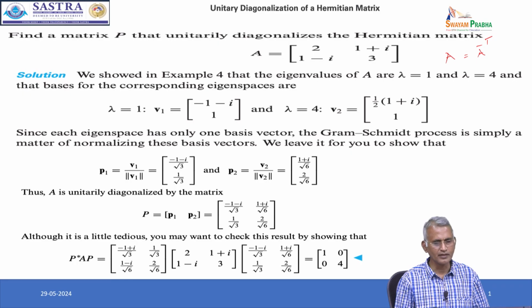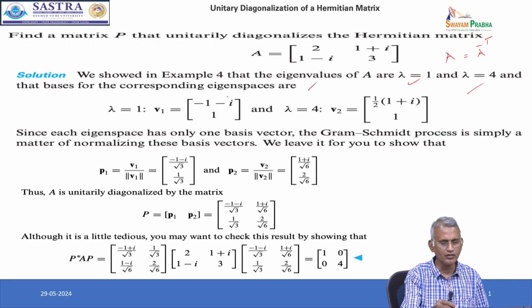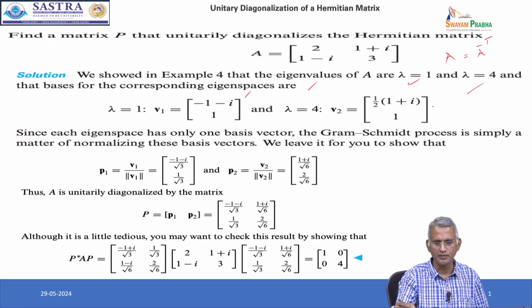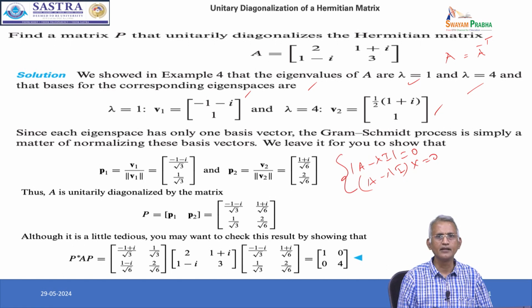So, previously we showed in the example that the eigenvalues of A are lambda equal to 1 and lambda equal to 4, and the bases for the corresponding eigenspaces are: for lambda equal to 1, V1 equal to [minus 1 minus i, 1]; for lambda equal to 4, the corresponding eigenvector is half into [1 plus i, 2 by 1 plus i... 1]. So, this comes because of determinant of A minus lambda I equal to 0 and A minus lambda I into x equal to 0. Based on this we found the eigenvalues and eigenvectors of the problem.